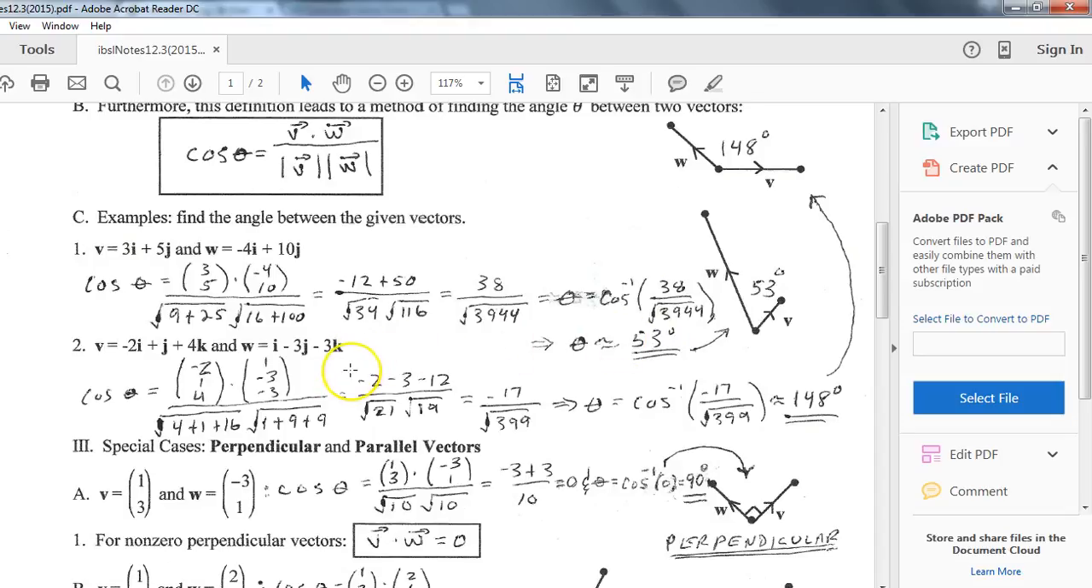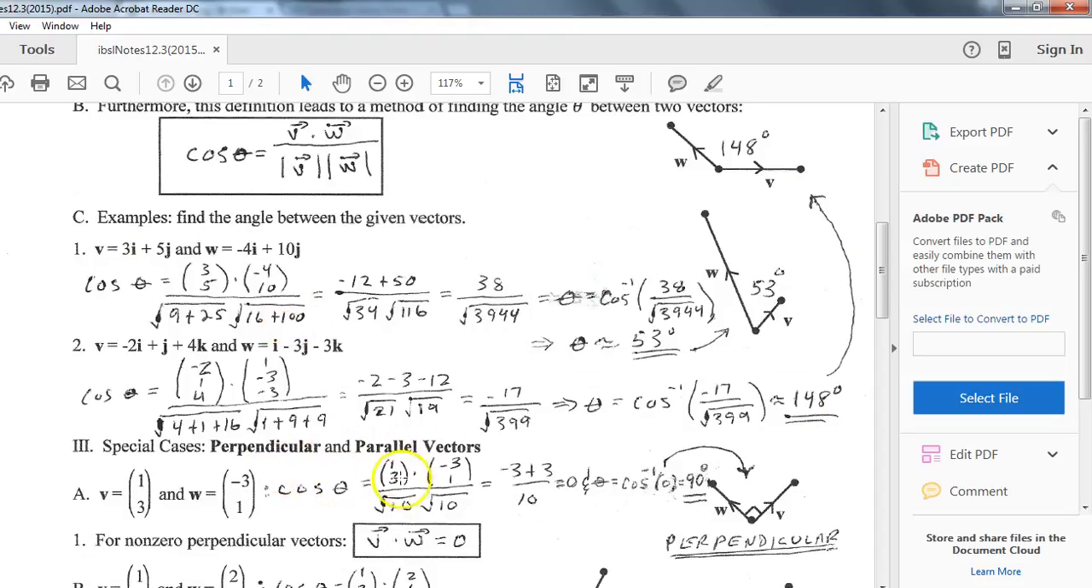Exact same concept right here for number 2. If you want to pause and give this one a try, same deal, but with three dimensions. Again, you've got the dot products on top, magnitude times magnitude on bottom, and then inverse cosine at the end to get the angle between the vectors. That's the first half of these notes, just dealing with dot products and the angle between two vectors.